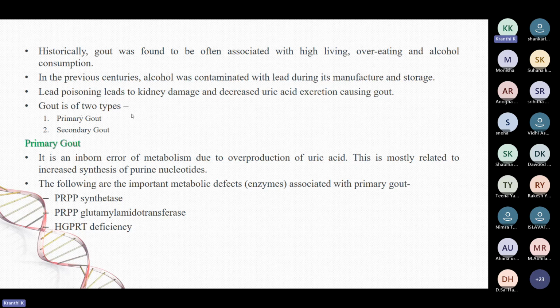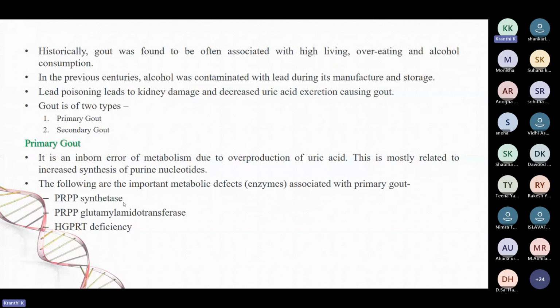Gout is of two types: primary gout and secondary gout. What is primary? Primary means we cannot do anything. There may be an inborn error in metabolism, a congenital error. There are some enzyme defects.